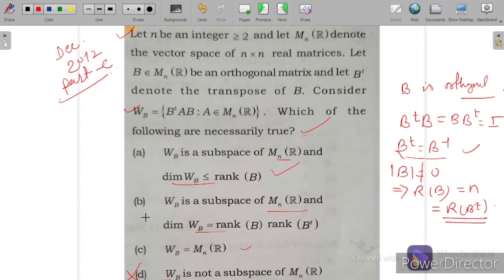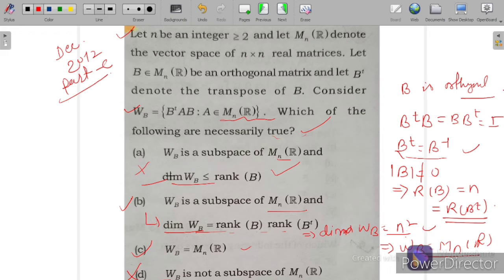So in option B, if dimension of W_B equals rank of B times rank of B transpose, this will imply that dimension of W_B equals n square, which is the dimension of the vector space M_n(R). So if the dimension of W_B equals n square, this will imply that W_B equals M_n(R). That means if option B is true, this will imply that option C is also true. And option A will be wrong then.